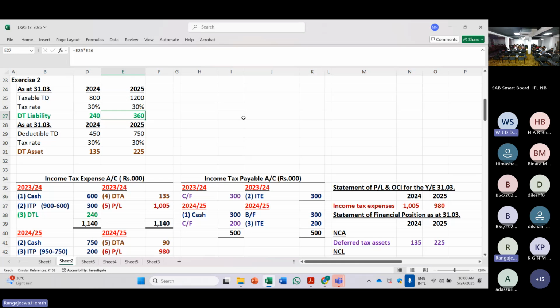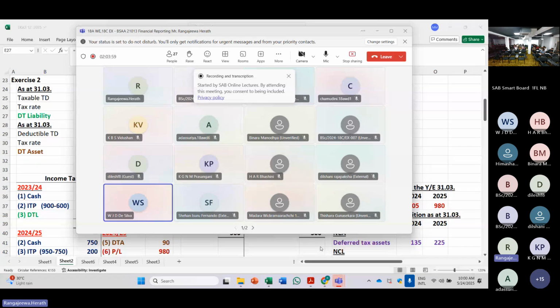You can find some of your microphone is unmuted. Make sure that it is mute. Okay.